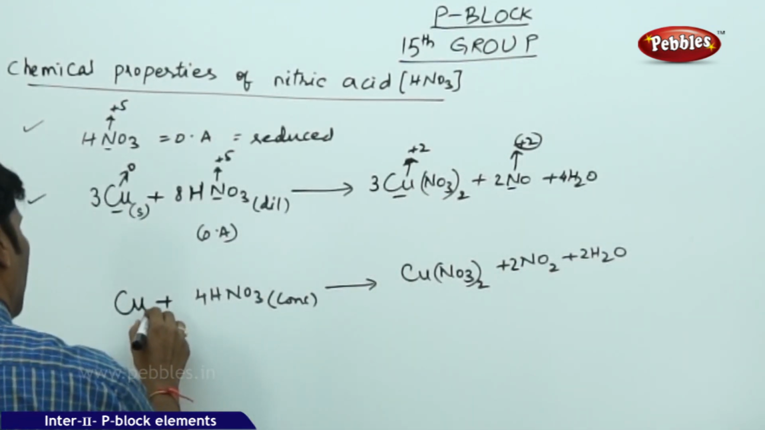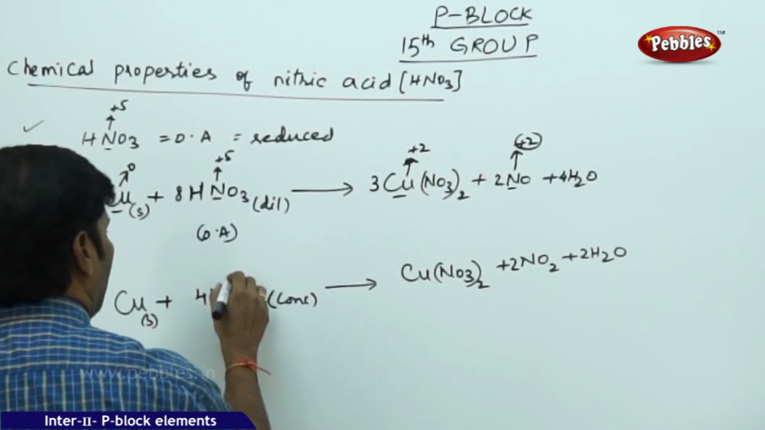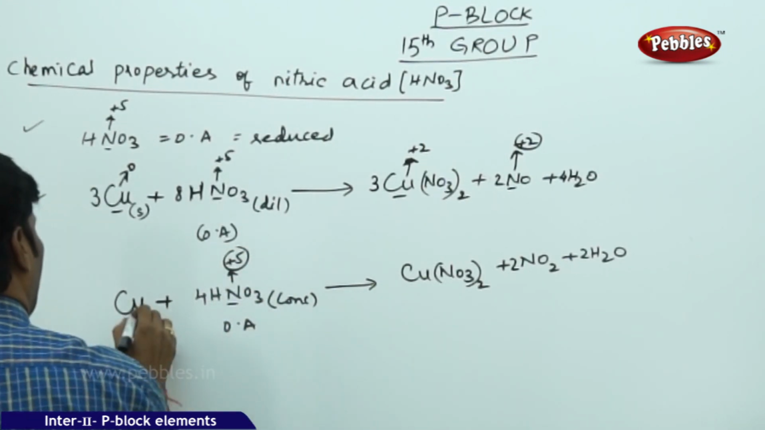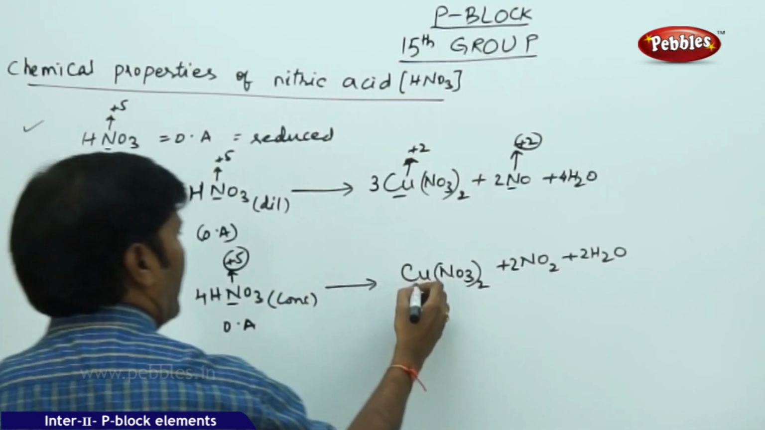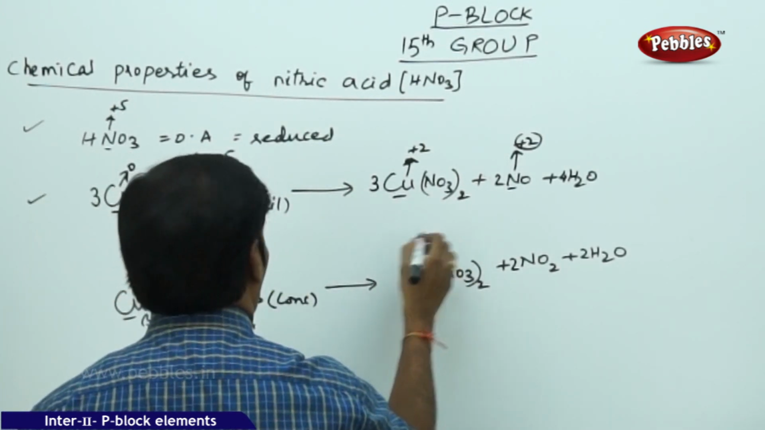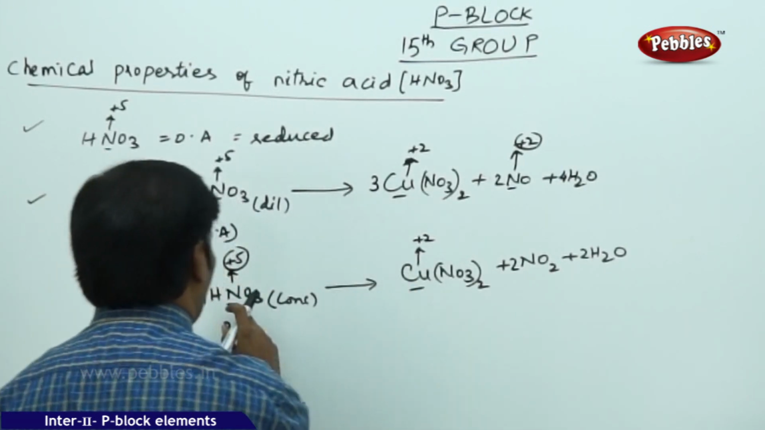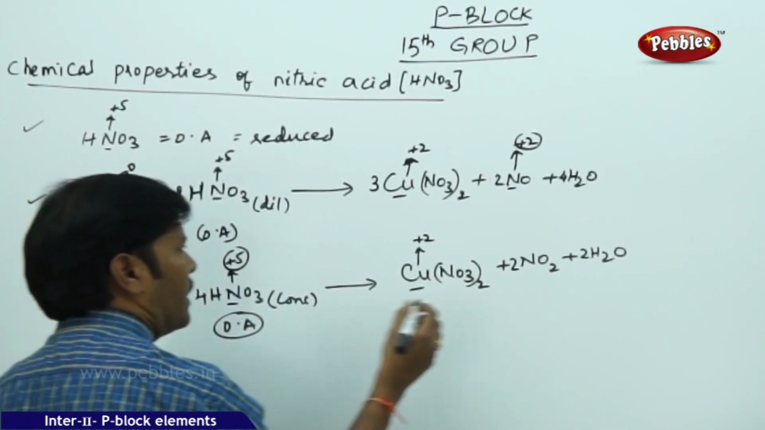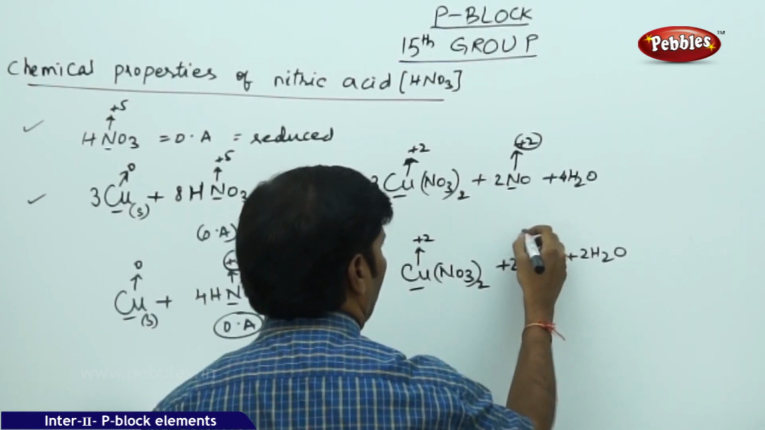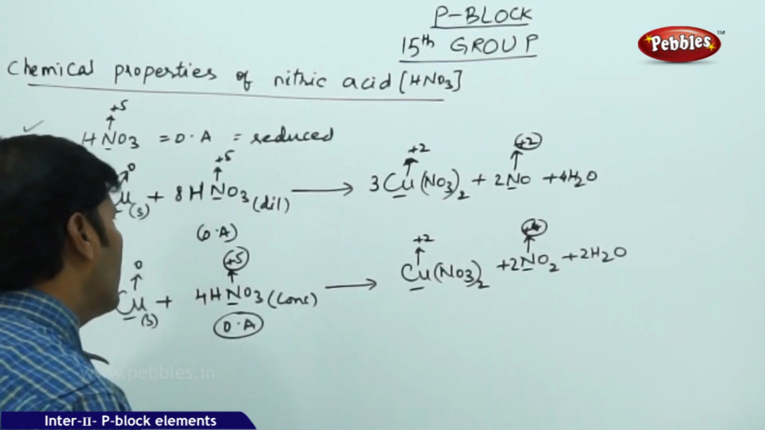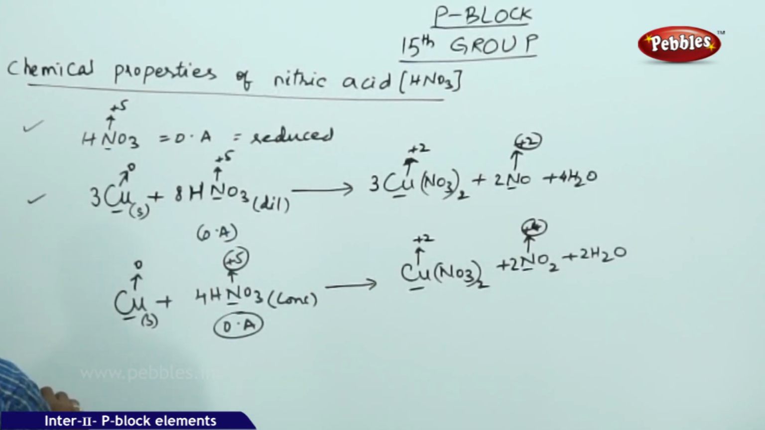So again this is copper solid, and here nitrogen, in the +5 oxidation state, acts as the oxidizing agent. Copper is 0, here the copper is +2, so it is oxidizing the copper from 0 oxidation state to +2 oxidation state. Because it is acting as an oxidizing agent, it has to undergo reduction, that is to +4. So this is with respect to copper.